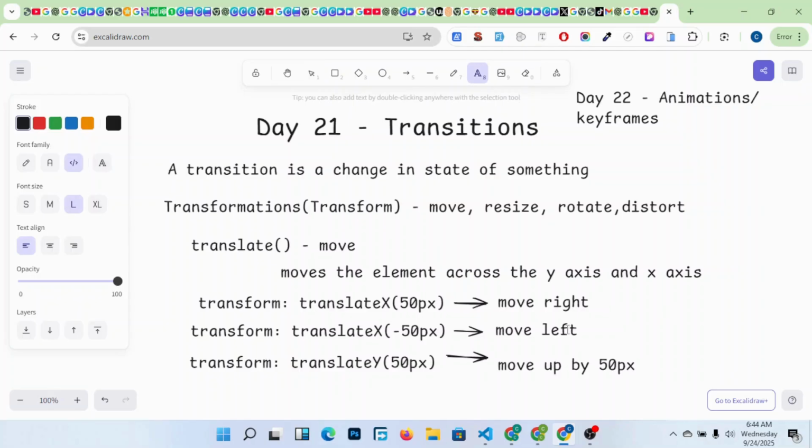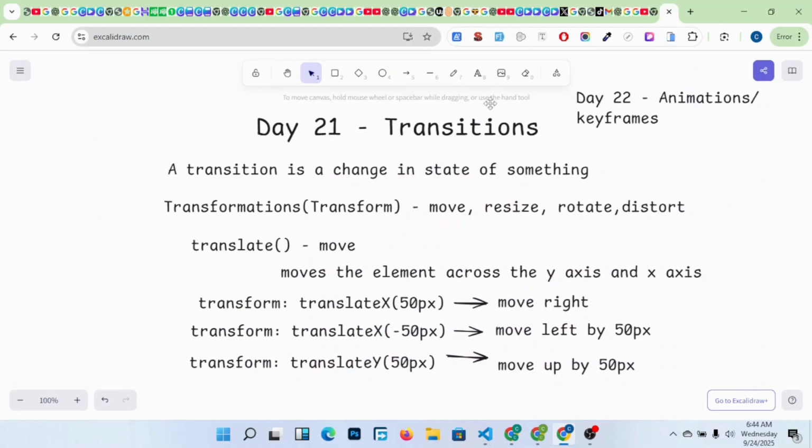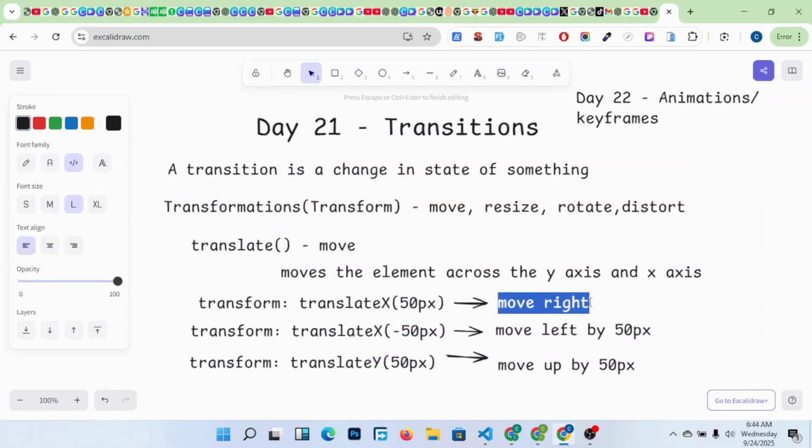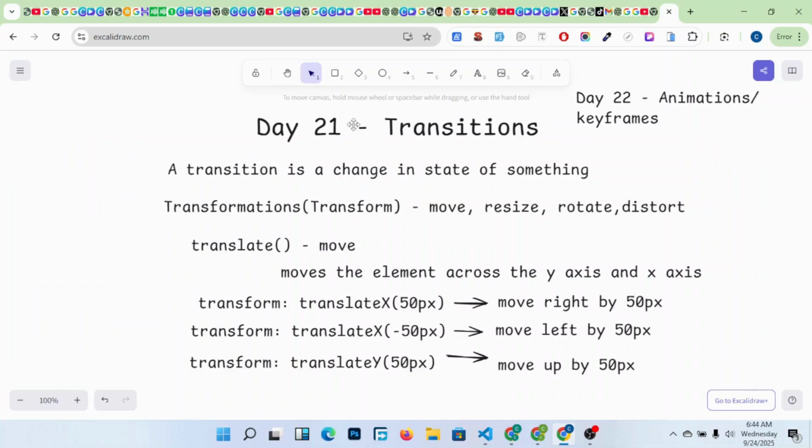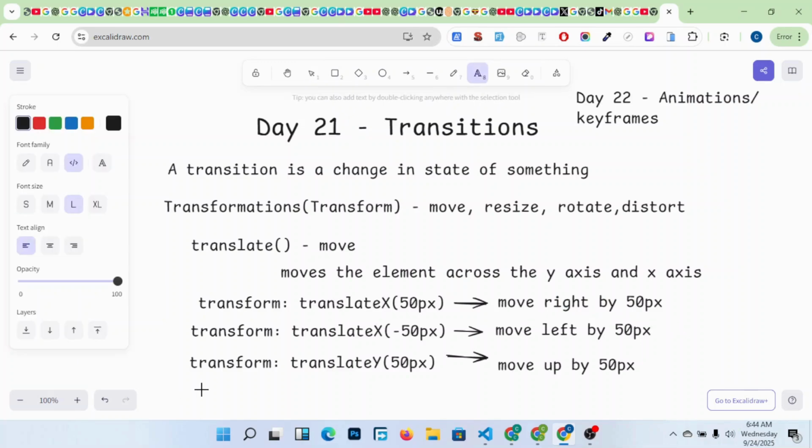Let me even add this one here. When I come here and say, for example, move left by 50 pixels, then this one here, move right by 50 pixels. As simple as that. Then I come here and say transform.